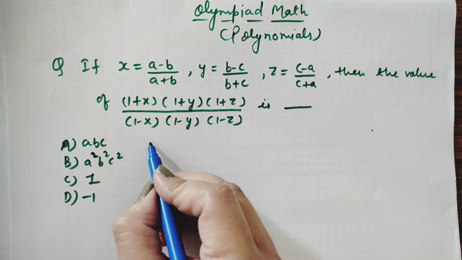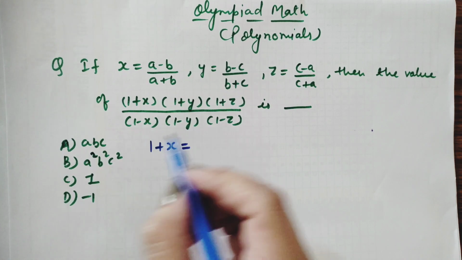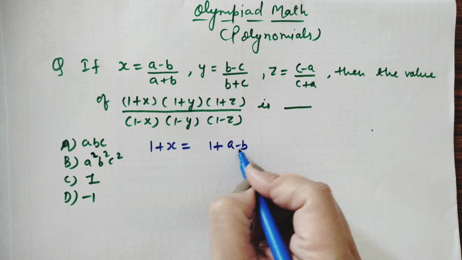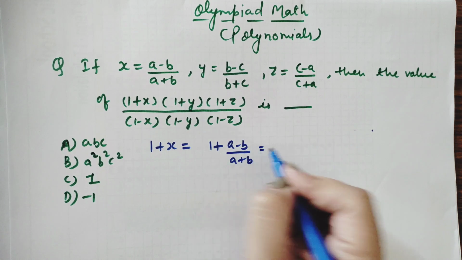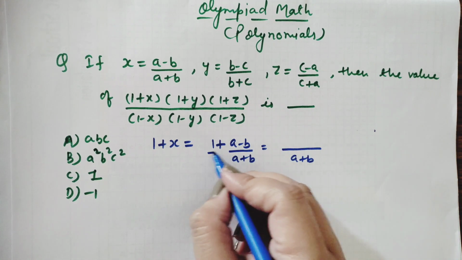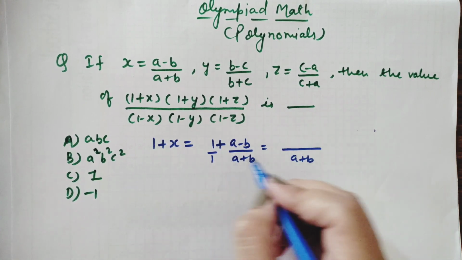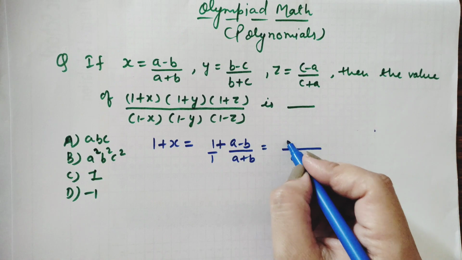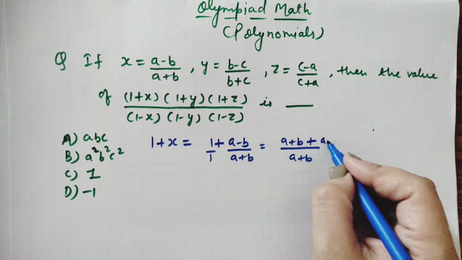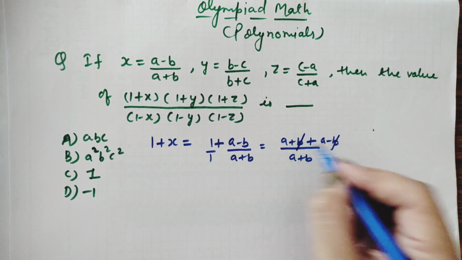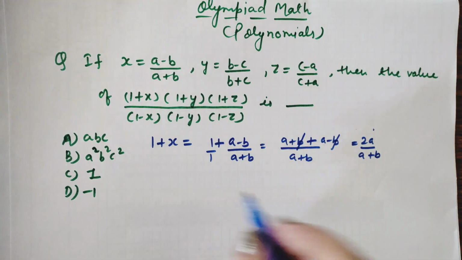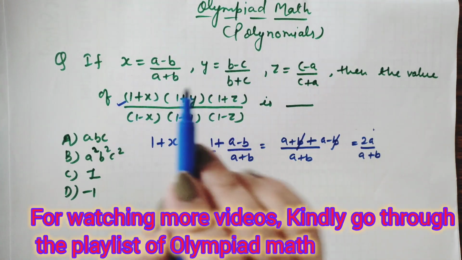First of all, 1 plus x. 1 plus x, where x is (a minus b) upon (a plus b). It's a very easy question. So the LCM is a plus b. So 1 divided by (a plus b) times, so (a plus b) multiplied by 1, then this a minus b is as it is. This b and b cancel out. So here we get 2a upon (a plus b) as the value of 1 plus x. So this one is done.